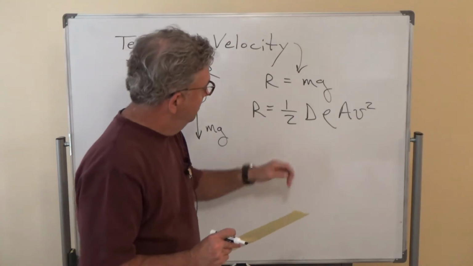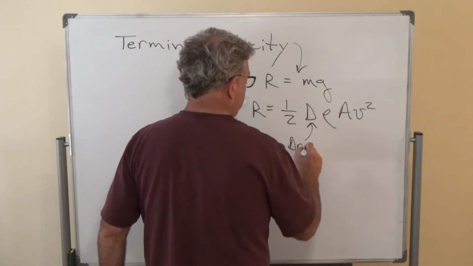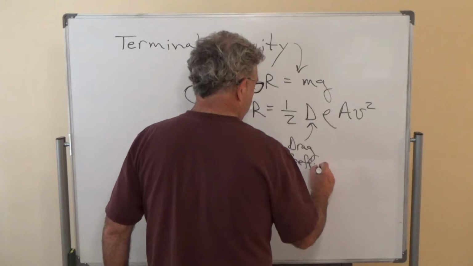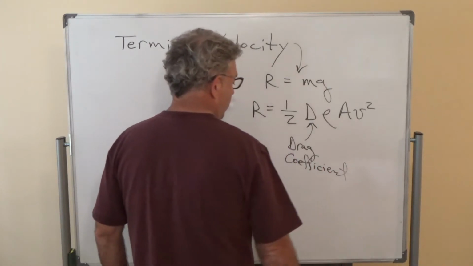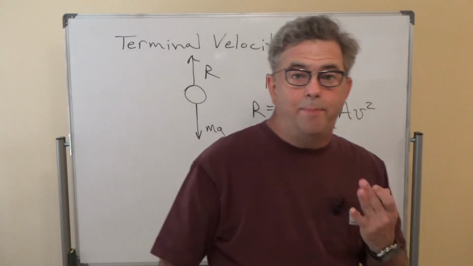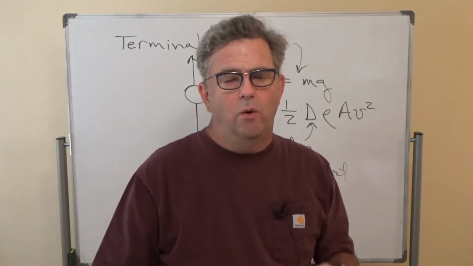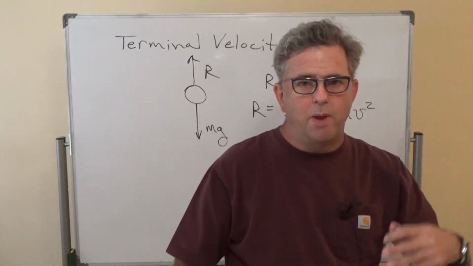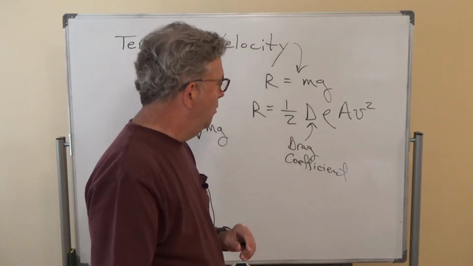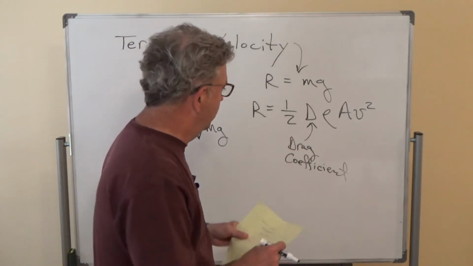So let me tell you what these things are. This is the drag coefficient. That's what I'm talking about as far as the shape of the object. Is the object round? Is it square? Is it a weird shape that you may have to do some experimental work with to figure out this drag coefficient? But it's just based on the shape of the object.